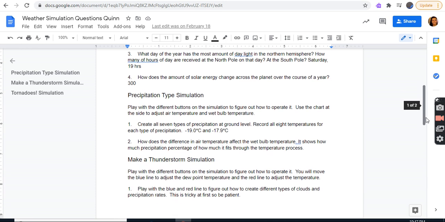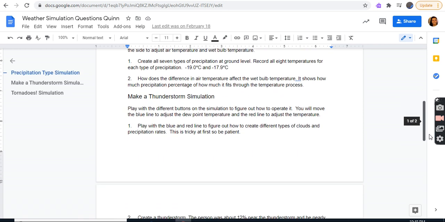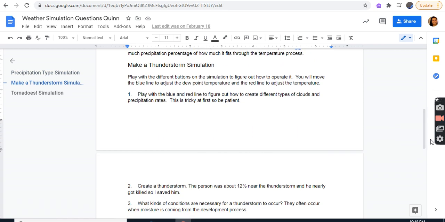How does the difference in air temperature affect the wet bulb temperature? It shows how much precipitation percentage of how much it fits through the temperature process. Make a thunderstorm simulation. Just like I told you, just play with different buttons and you can figure out how to operate it.